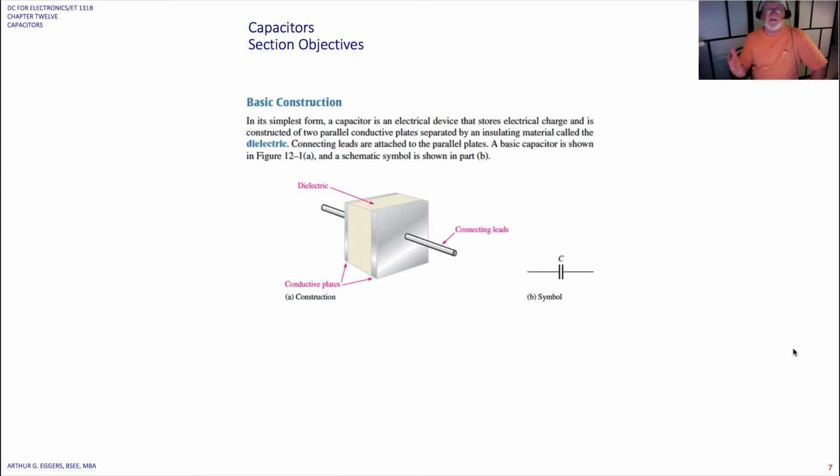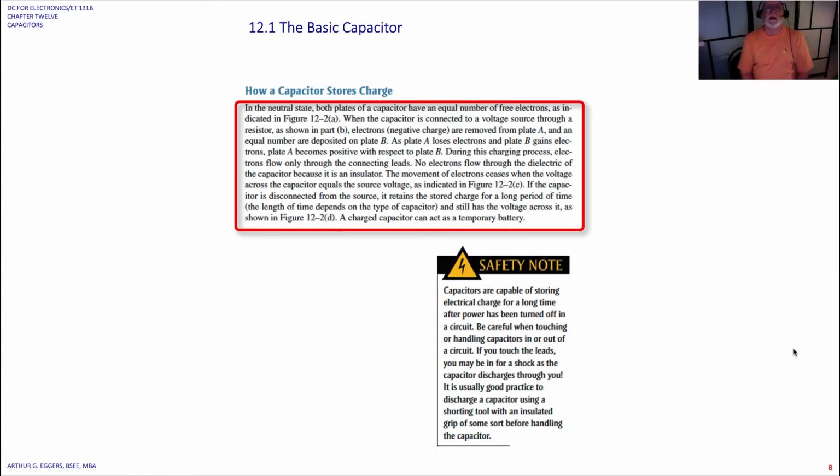So this is very, very basic. Most capacitors are not constructed this way, but if you put something like this together, it can be construed as a capacitor. How does a capacitor store charge? In the neutral state, both plates of a capacitor have an equal number of free electrons, as shown in the diagram. When the capacitor is connected to a voltage source through a resistor, electrons then move from one side to the other side to start building up a charge.